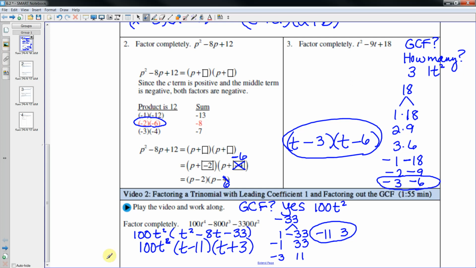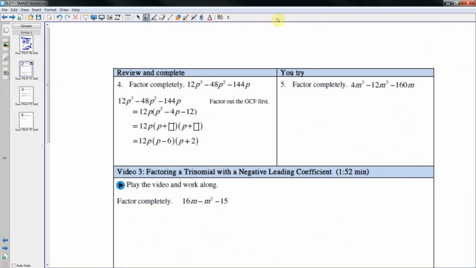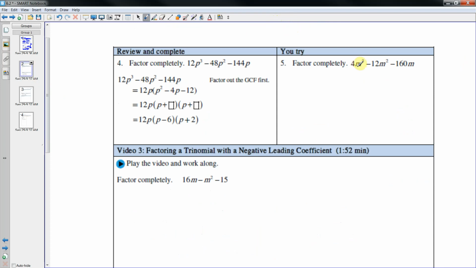Okay, let's look at the next page. The more we do, the easier they get. Alright, well, 4m cubed minus 12m squared minus 60m. I could take out the GCF of a 4 out of all of those and an m. So let's do that. 4m. So that's going to give me m squared minus 4 goes into 12 3 times with an m left over, minus 4 goes into 160 40 times. Okay? So the 4m is going to go in our final answer.